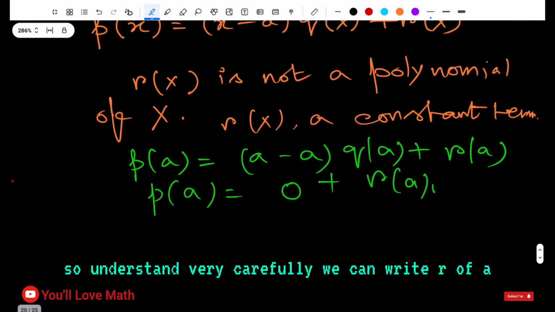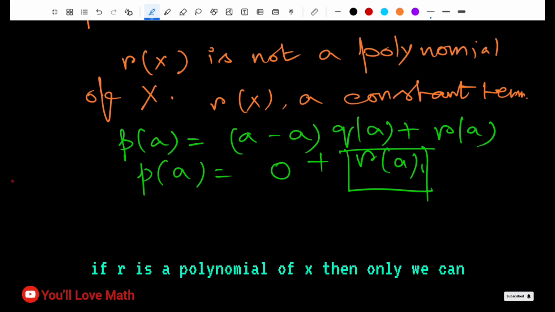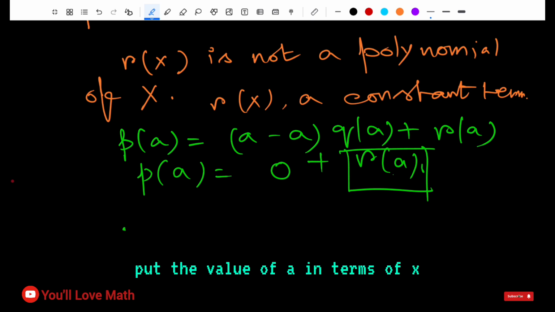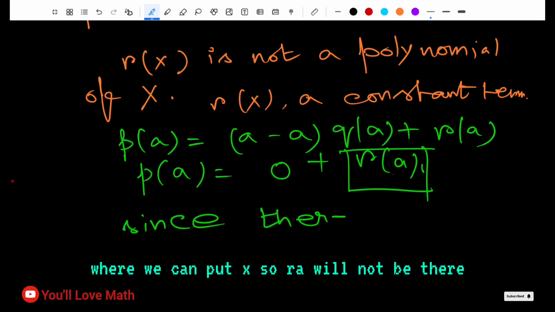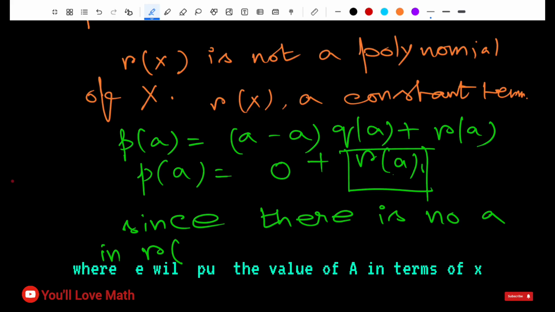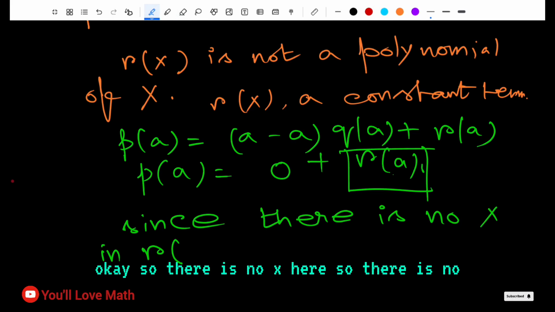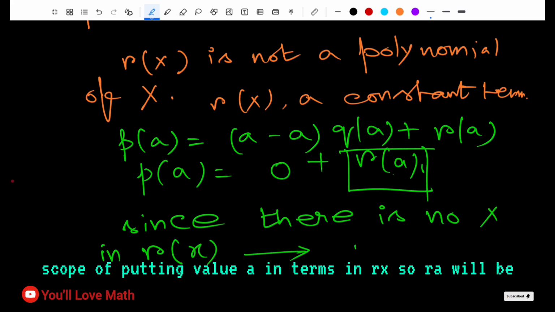We can write r of a, but there is no x. So where will we put a in terms of x for r? If r is a polynomial of x, then only can we put the value of a in terms of x. But there is no x, so where can we put x? So r(a) or r(x) will not be there, and there is no a in r(x). So there is no scope of putting the value a in r(x).